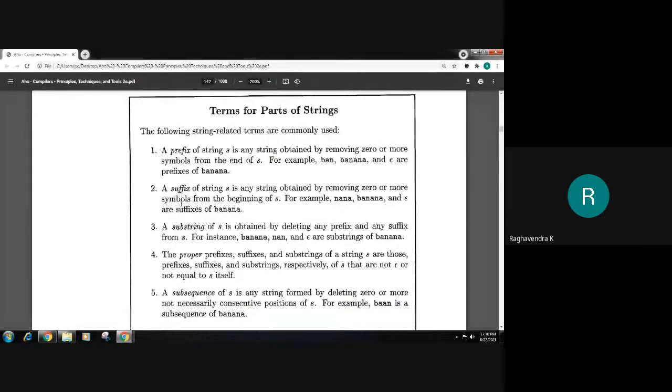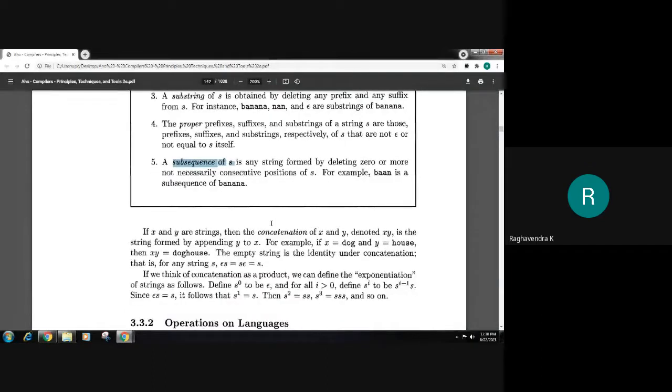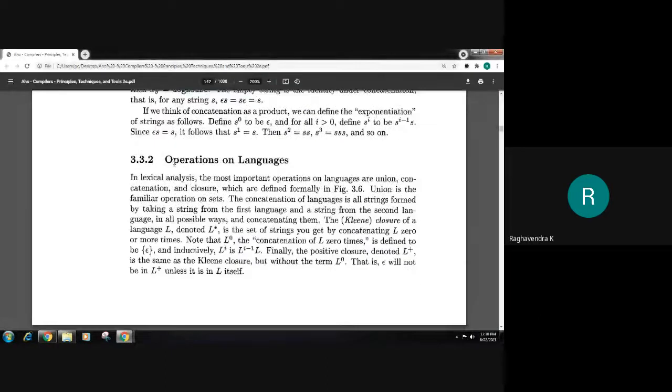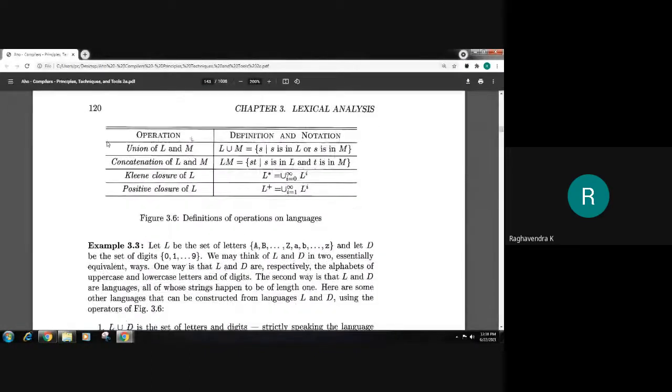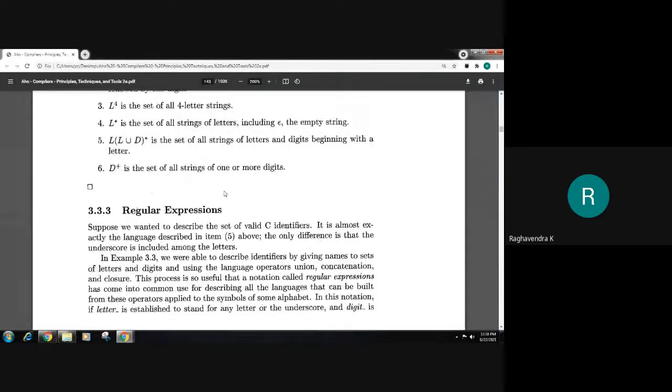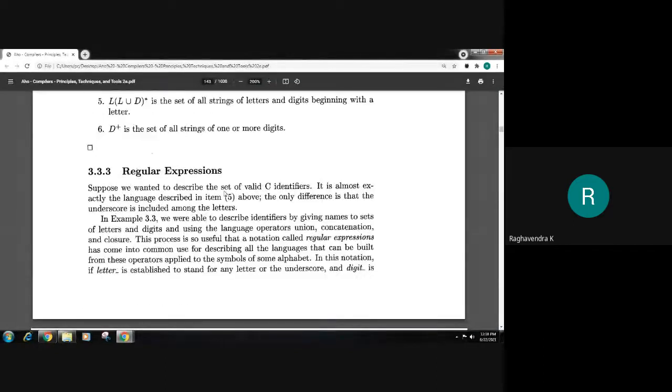Of course, with strings we have other definitions like what a prefix is, what a suffix is, what a substring is, what a proper substring is, what a subsequence is, and so on and so forth. We've already seen that with examples. We also saw the possible operations on languages. Majorly, we have union, concatenation, Kleene closure, and positive closure. Of course, you are familiar with these operations, and we also saw an example for those.